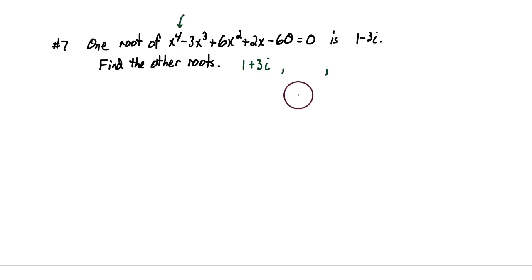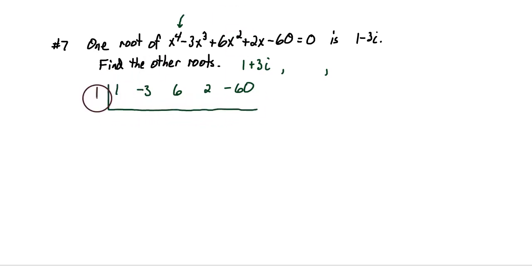Maybe they're real roots. If they are real roots, we can use the synthetic substitution technique and just try some numbers. Let's write out the coefficients. 1x to the 4th, -3x to the 3rd, 6x squared, 2x, and -60. Maybe 1 is a root. Let's run through the process. Nope, 1's not a root because we didn't get remainder 0. We got a remainder of -54.